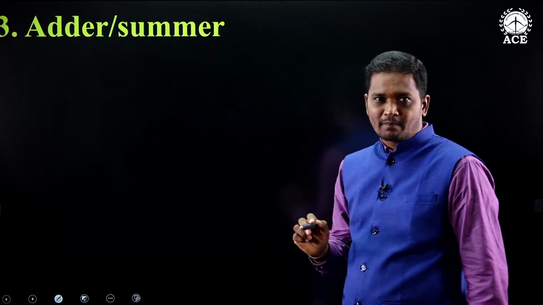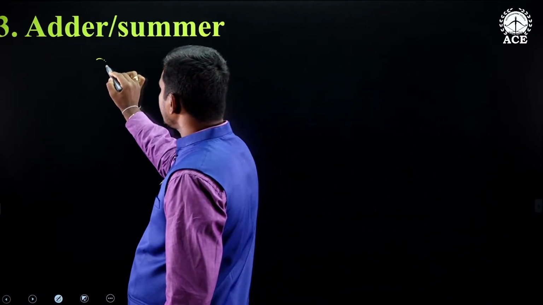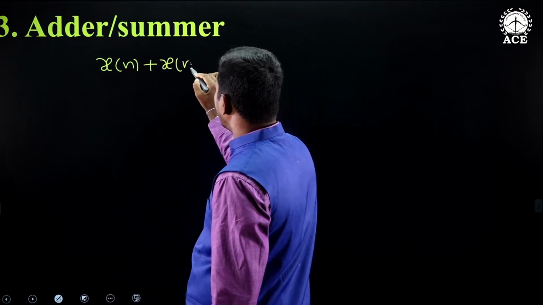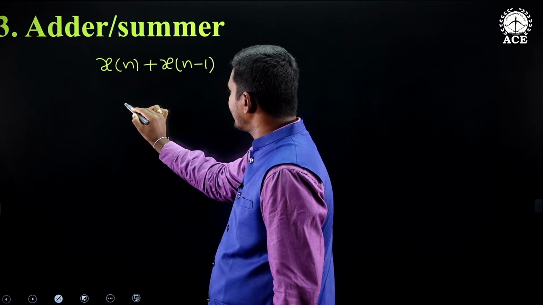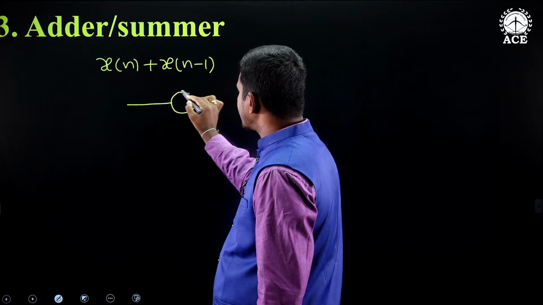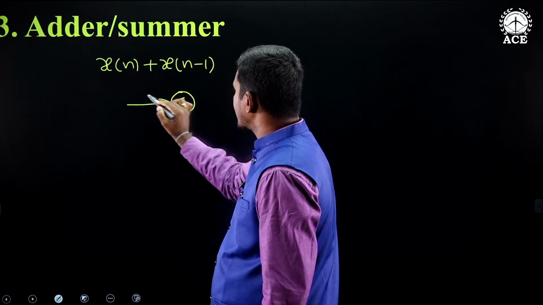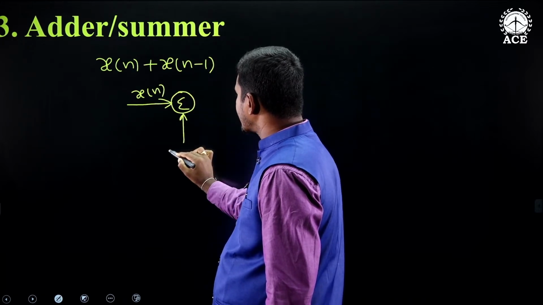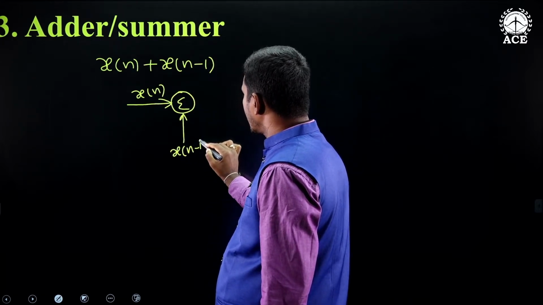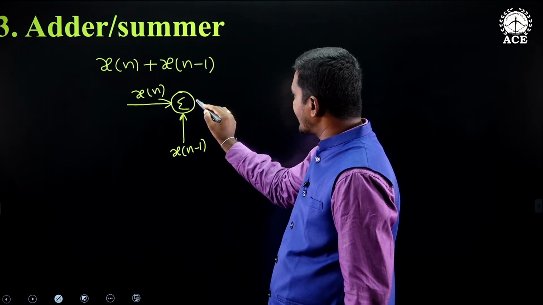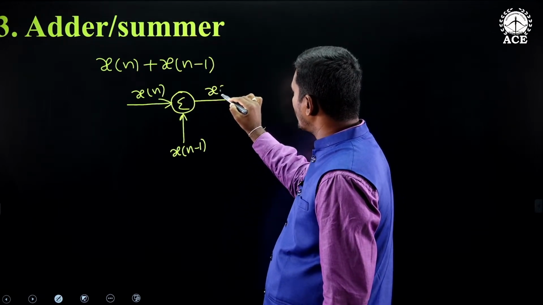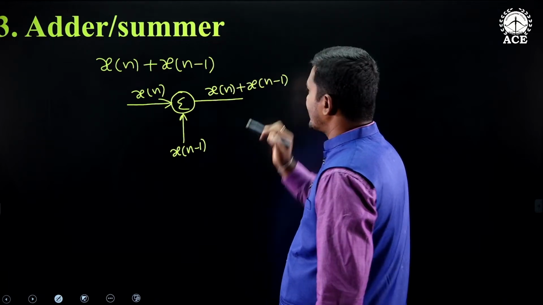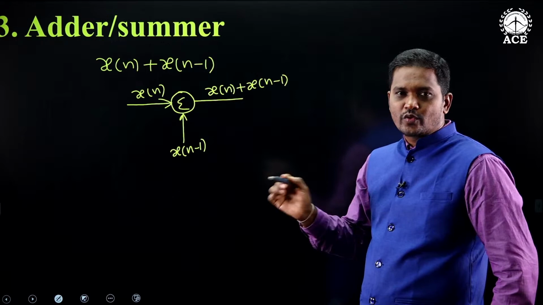Next, adder or summer. Suppose x of n plus x of n minus 1 is required. How to get this? Very simple. See here. This is the symbol for summer. You give x of n like this, and here x of n minus 1. So it is going to add x of n and x of n minus 1, and generate x of n plus x of n minus 1. Like that, you can use the summer.